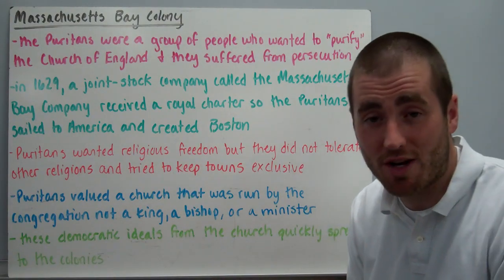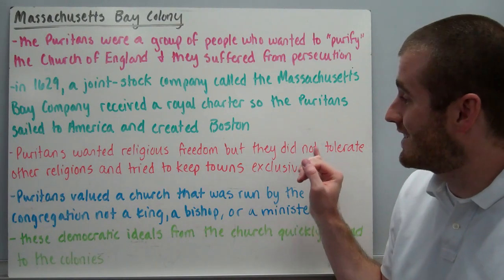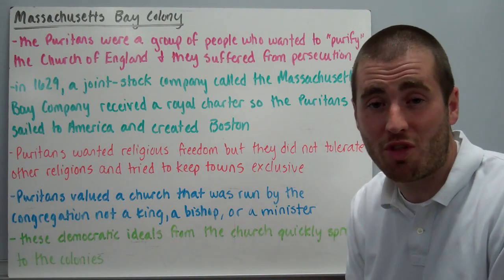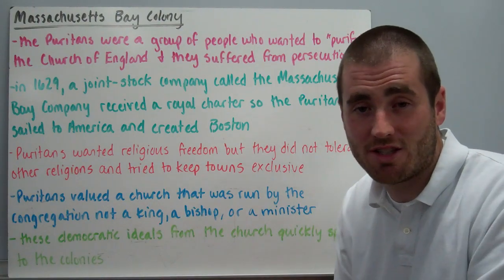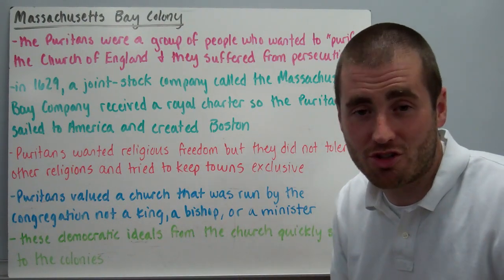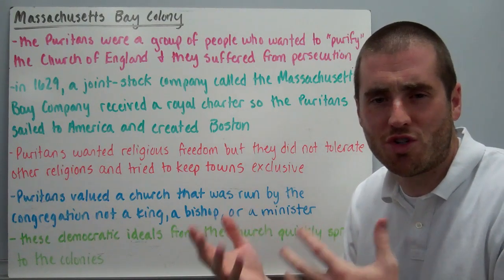Puritans wanted religious freedom. All right, they wanted to be able to choose their own religion, escape that persecution, but they did not tolerate other religions very well. So even though they were frustrated with the Church of England and the Catholic ways of other churches, they came over here to start their own church. They said, hey, you need to follow our church. And it kind of grew into a very interesting dynamic.